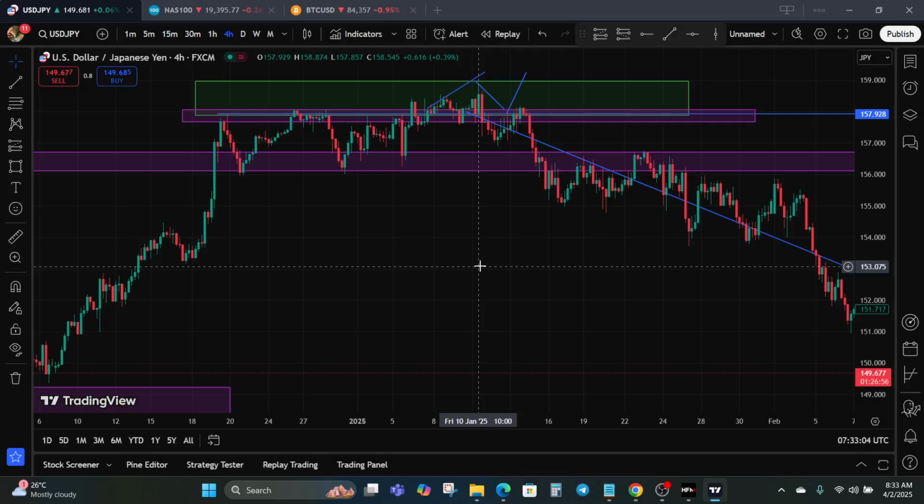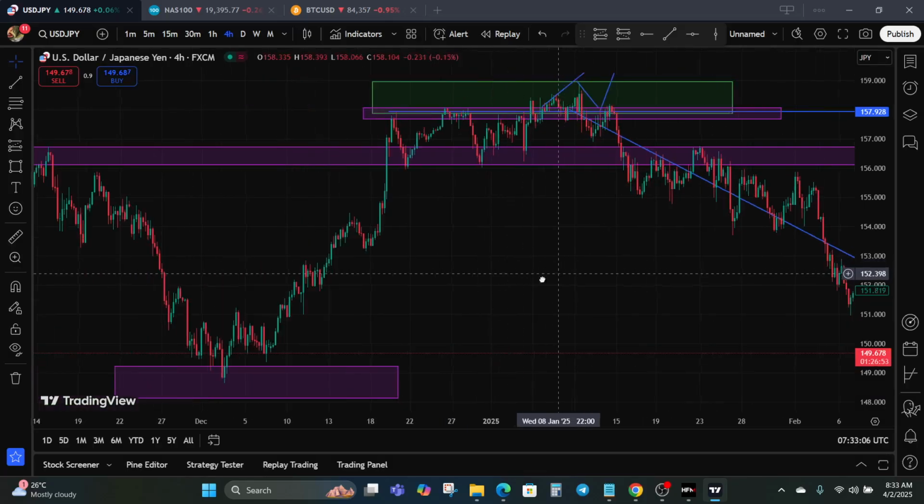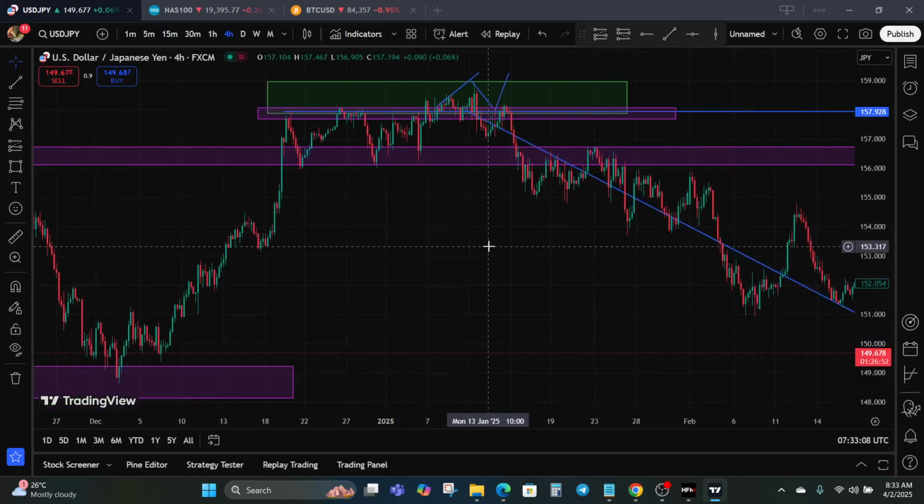You need to understand order blocks. These are areas where large positions are placed, acting as key support and resistance. And then you need to understand liquidity pools. These are areas where retail traders place stop losses, like the example we just identified, and they are often targeted before price reverses. And you need to understand fair value gaps.